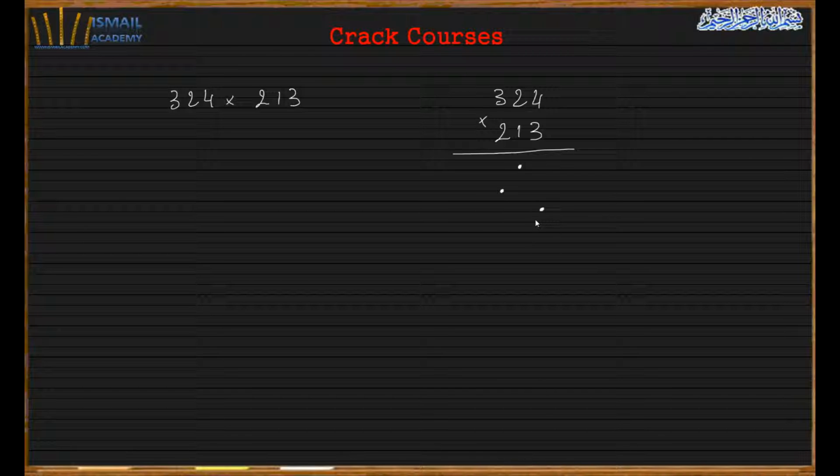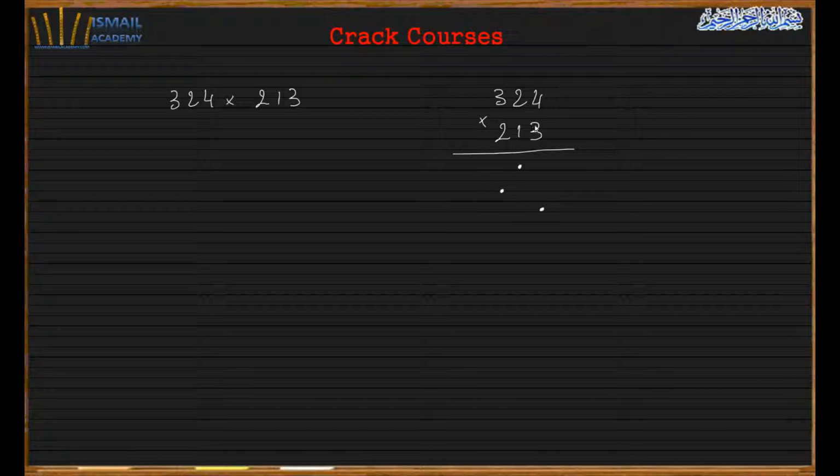That means you start your answer from the place value of the multiplier. So this is the multiplier. This digit is the multiplier, this digit is the multiplier, this digit is the multiplier. The place value of that one is 1, so I'll start from the 1s. The place value of that one is 10, so I'm going to start from the 10s. The place value of that one is 100, so I'm going to start from the 100. So that's the key of the multiplication.